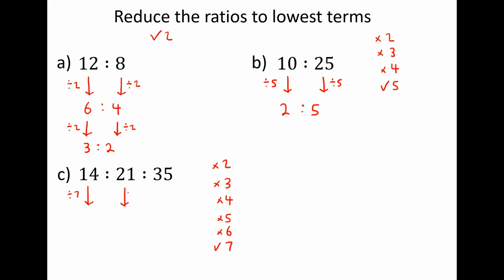I have 14 divided by 7, 21 divided by 7, and 35 divided by 7. 14 divided by 7 is 2, 21 divided by 7 is 3, and 35 divided by 7 is 5. So my final answer in its lowest terms is 2 to 3 to 5.